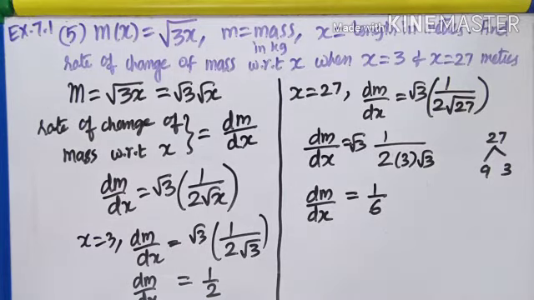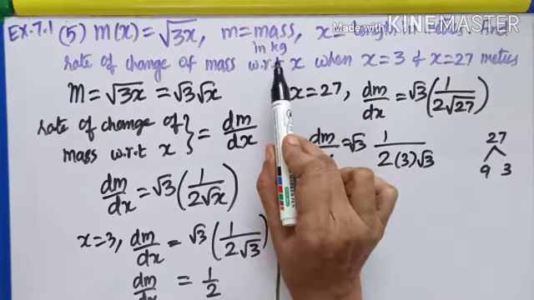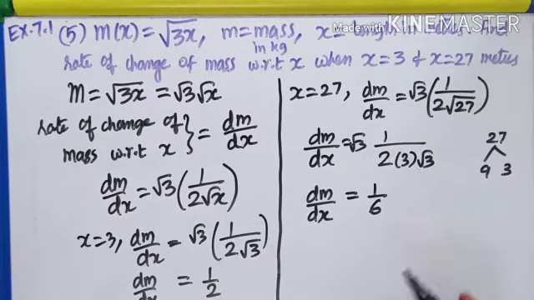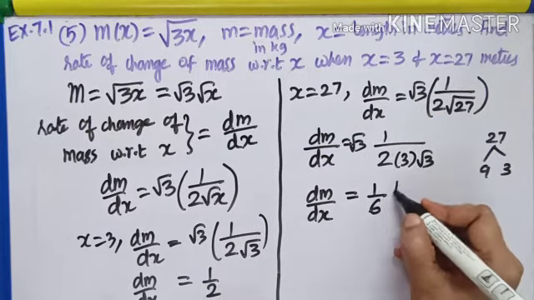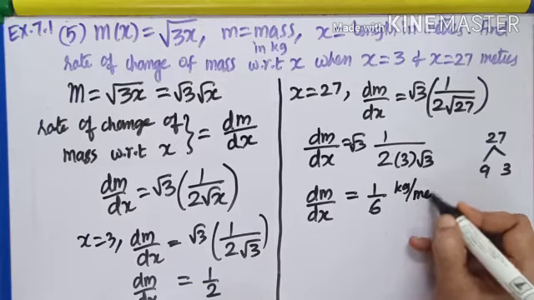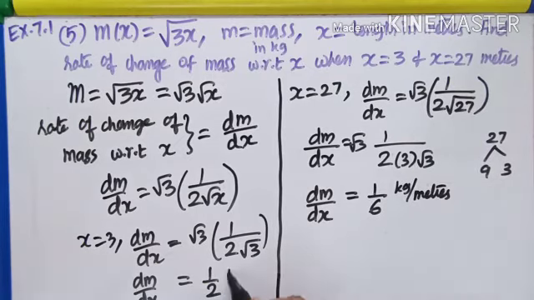Remember to put the units, mass in kilogram and length in meters. So what is your unit actually? Kilogram per meter. Same way here also, kilogram per meter.